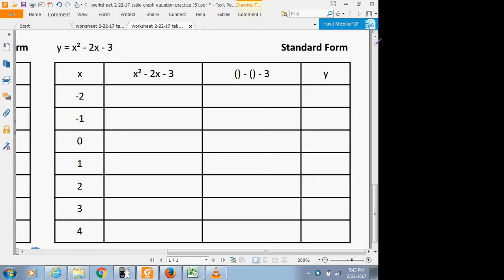Standard form looks like this. I have an x squared minus something times x minus 3. So first of all, same as before, where I see an x, for the first line I put negative 2. I see x squared, I put negative 2 squared. I see minus 2x, I put minus 2 times negative 2. And then I see minus 3, I always put minus 3. Minus 3 is not affected by the x.